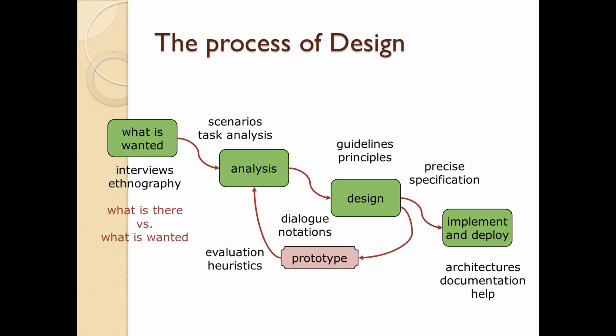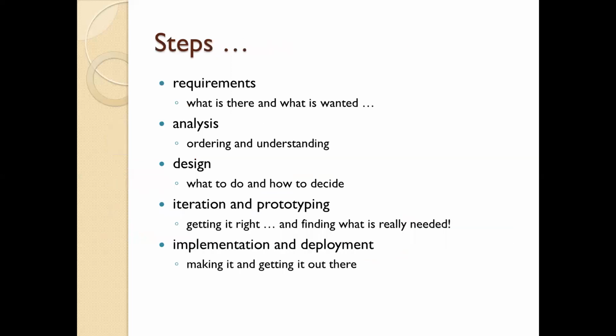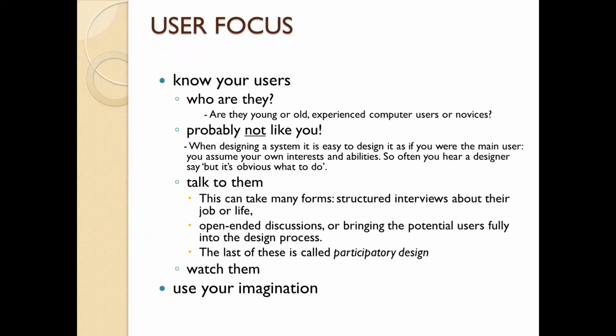So I have explained this, what is wanted? Scenario, task analysis. In the analysis part, what are the guidelines and principles? If the design is okay, you can implement and apply. In case of a prototype, it means the dialogue notation, heuristics, and what is wanted in ethnographics, interviews. So what are the steps? Requirements: what is there and what is wanted. Analysis: ordering and understanding. Design: what to do and how to decide. Iteration and prototyping: getting it right and finding what is really needed. Implementation and deployment: making it and getting it out there.